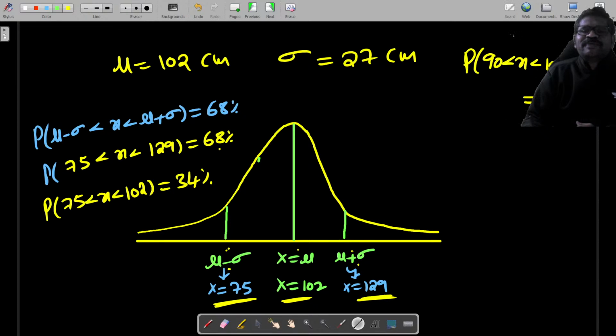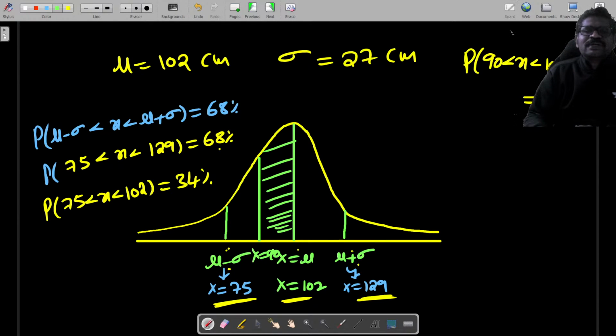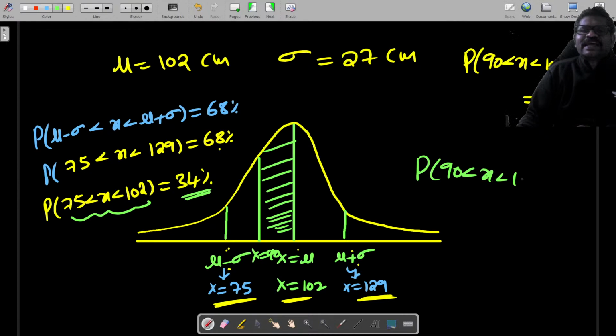But you have to calculate the probability that x varies from 90 to 102. X is 90 to 102. This part you have to find out. So 75 to 102 is 34%. So the probability of 90 less than x less than 102, by using options, I would like to solve.